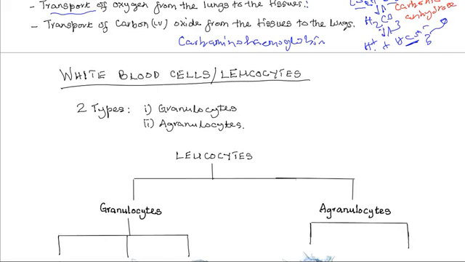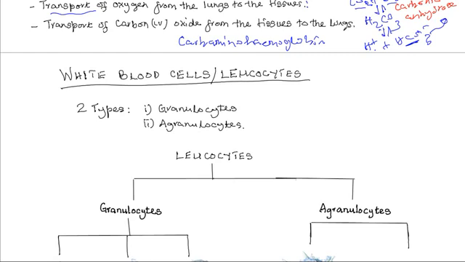Red blood cells are formed in the bone marrow of short bones, like the vertebral column and the ribs. White blood cells are formed in the bone marrow of long bones and also in the lymph nodes.